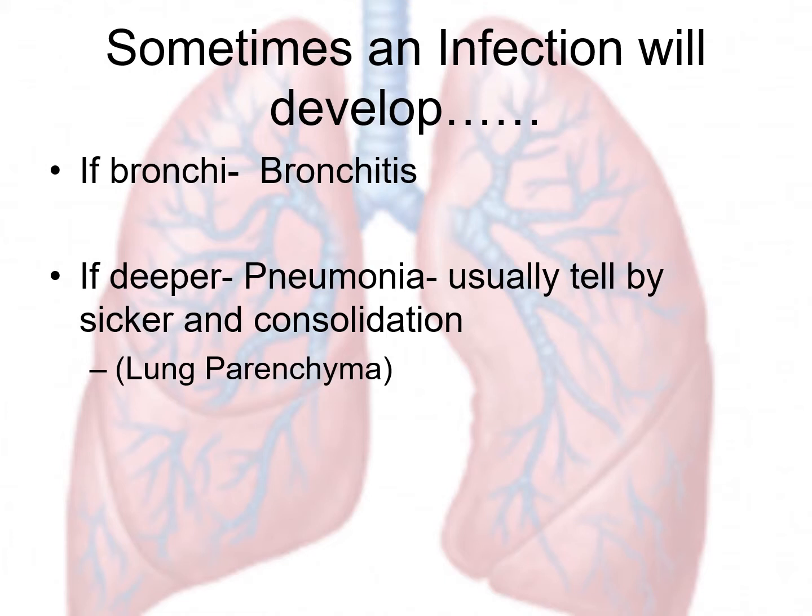So if someone has an infection, then if it's just in the bronchi, it's bronchitis. Bronchitis doesn't necessarily require adventitious sounds in the lungs, crackles or wheezes, but it often does have those. If you have a deeper infection, which is affecting the actual functional tissue of the lung, that is pneumonia by definition. Usually those people are sicker. They show consolidation on an X-ray, although it is not required to have an abnormal X-ray to have pneumonia. Pneumonia is a clinical diagnosis.